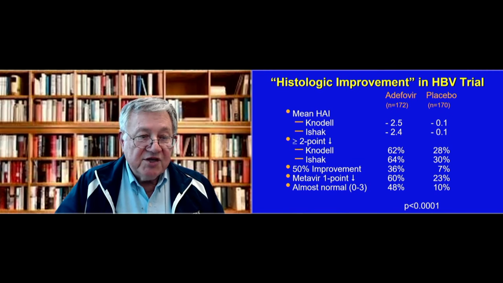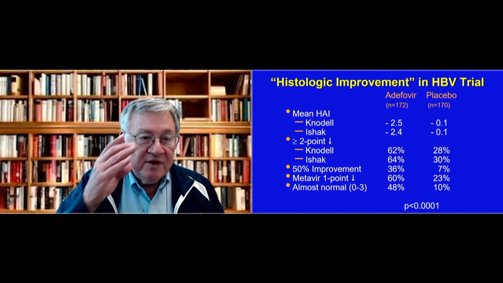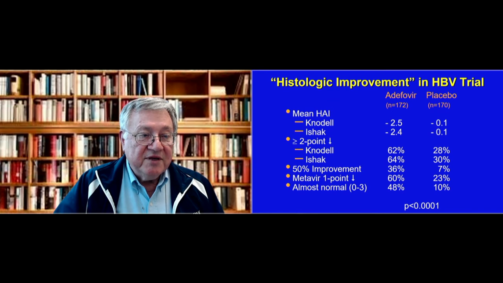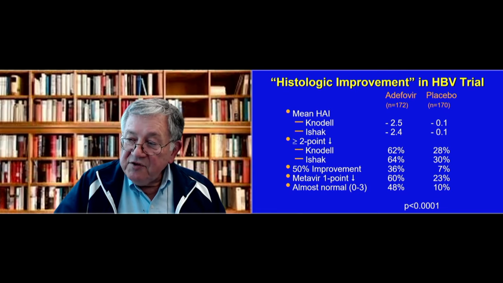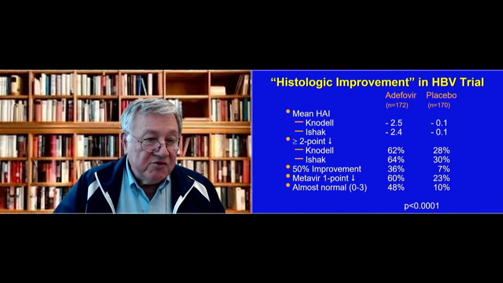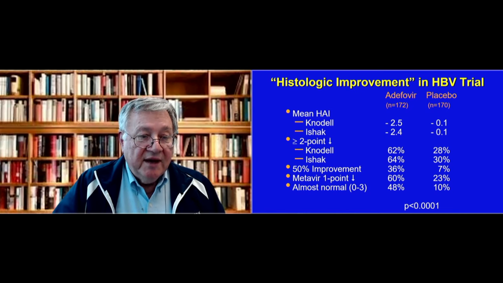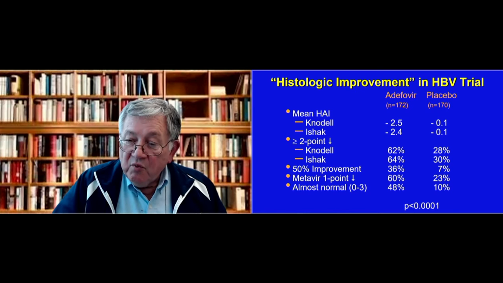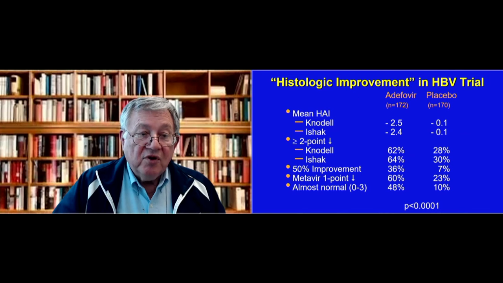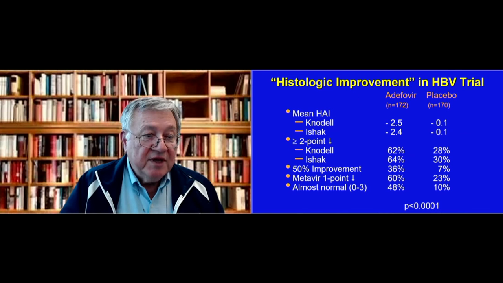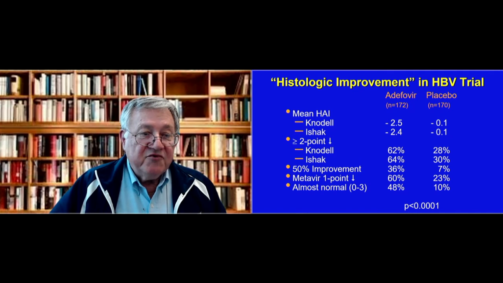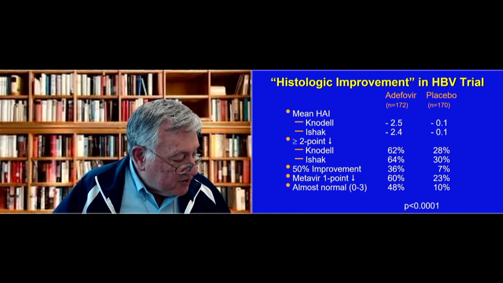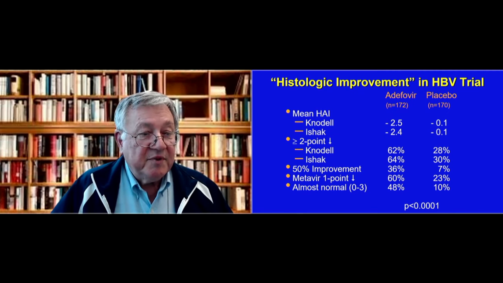Another way that was suggested was looking at a 50% improvement in the HAI. Again, it was a big difference between the placebo-treated patients and the adefovir-treated patients. You could use a Metavir score, which has a more limited range, and use a 1-point improvement as a criterion, and it comes out about the same. Or one way that I like is sort of the equivalent of NASH resolution, almost normal, hepatitis resolution, so that there's very little inflammation. And there again, it's 46% and 48% as opposed to 10% among the placebo-treated patients.